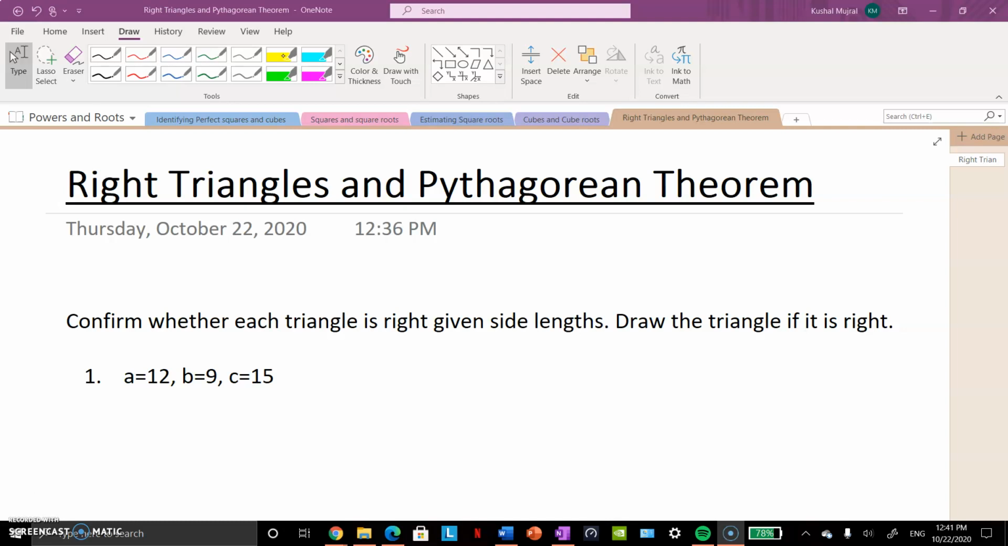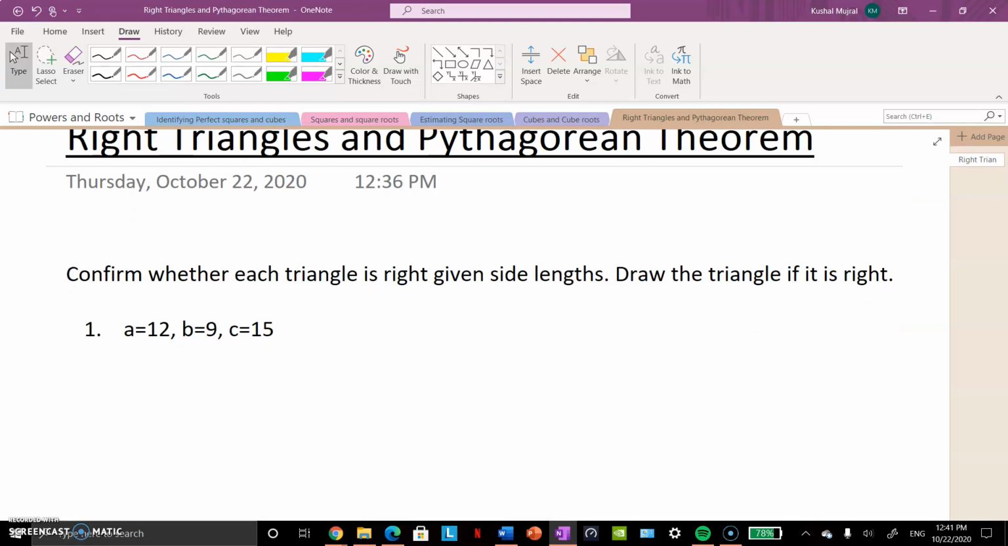Welcome to Right Triangles and Pythagorean Theorem. Let's take a look at this first question. Confirm whether each triangle is right given side lengths. Draw the triangle if it is right. Okay, so what is Pythagorean Theorem?